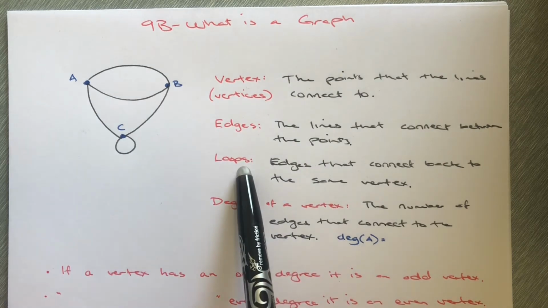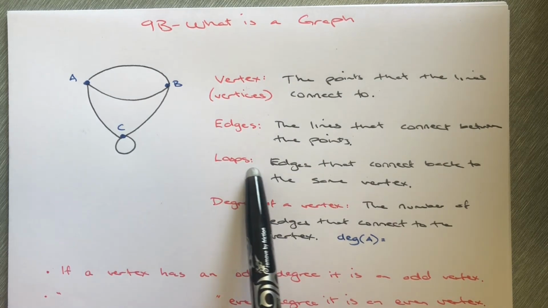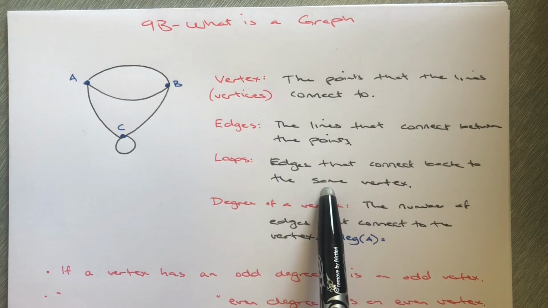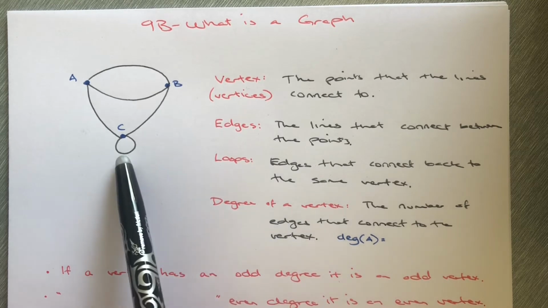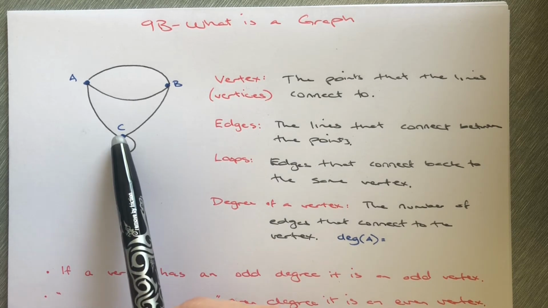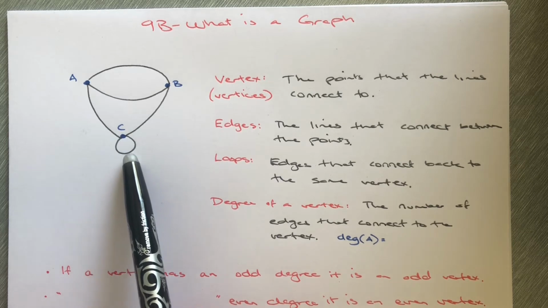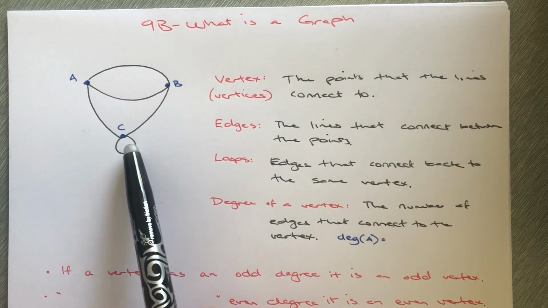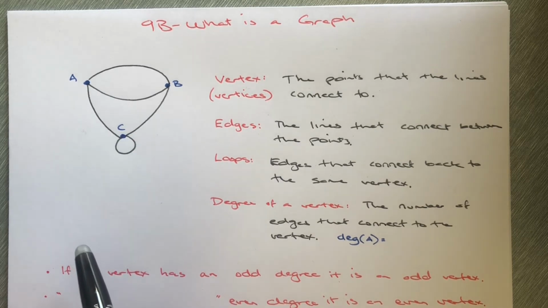The next thing is loops. Okay, so an edge that connects back to the same vertex. So what we'll see with this one that I pointed out just before, this one goes out of C and it returns back to C and makes a little loop. So that there is a loop.